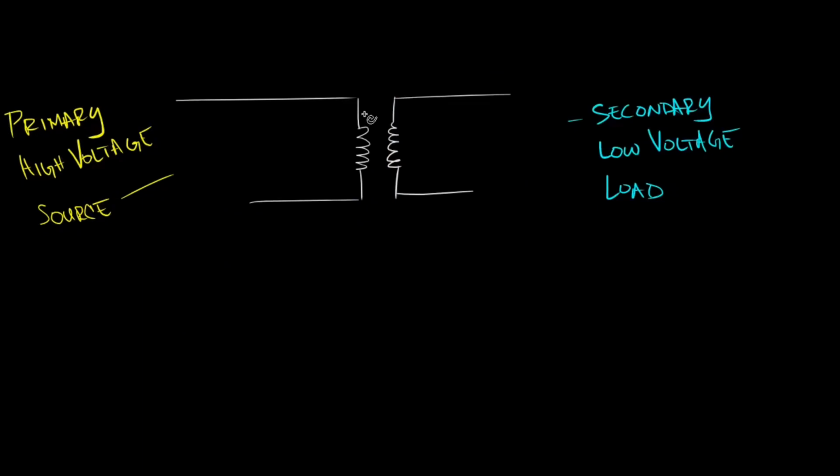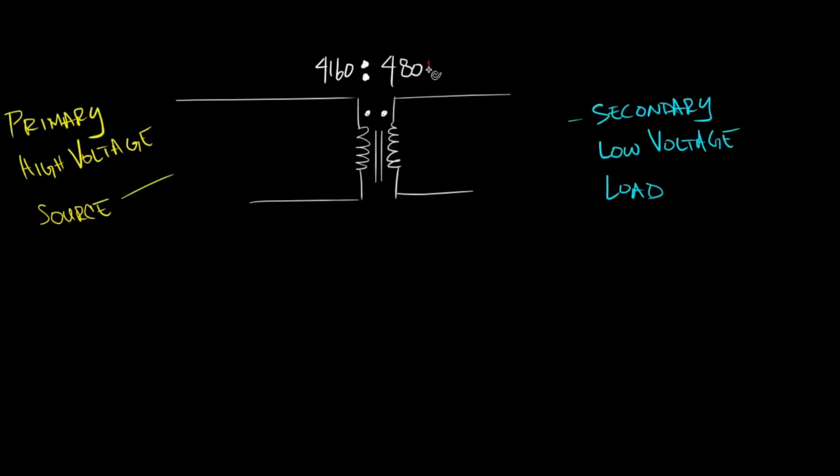We'll draw our polarity marks to indicate the polarity side of the winding, and we'll also indicate magnetic coupling with two parallel lines. And lastly, we'll assume that the primary line-to-line voltage is 4160 volts and the secondary line-to-line voltage is 480 volts.